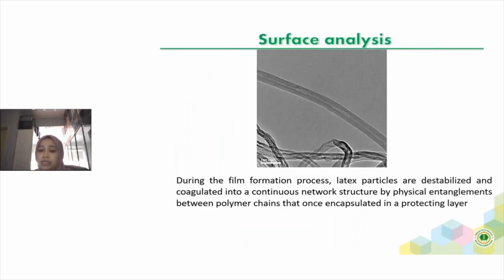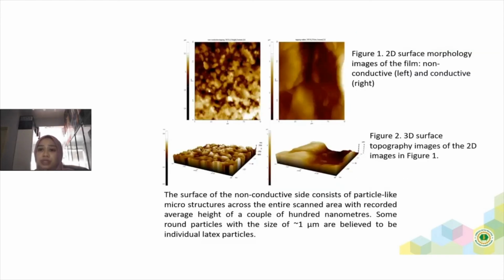Okay, this is the illustration of the TEM image that I'm sharing with you, during the film formation process. The latex particles are destabilized and coagulate into a continuous network structure by the physical entanglement of the nanotubes between the polymer and the encapsulated protecting layer, in this case the natural rubber latex or polyisoprene.